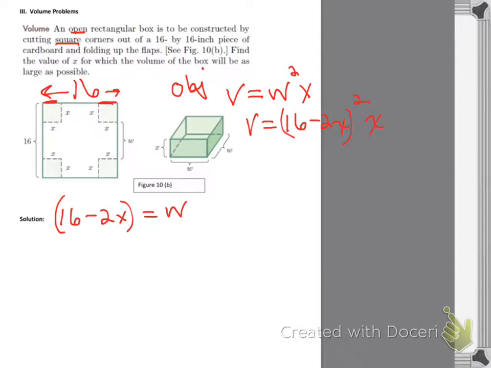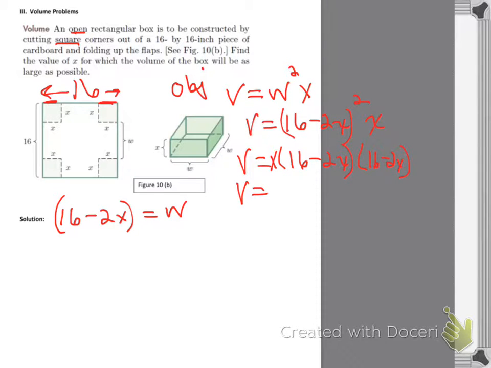Okay, so since we don't know how to do the product formula yet, I'm going to have to FOIL this out. So my volume is going to equal 16 minus 2x times another 16 minus 2x, and I'm going to just throw the x in front here. So let's go ahead and do that math.